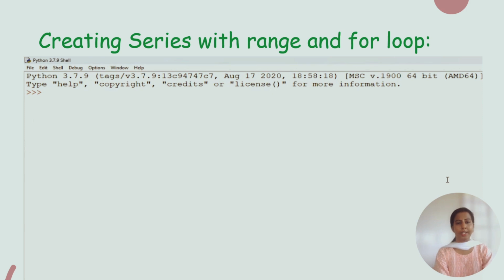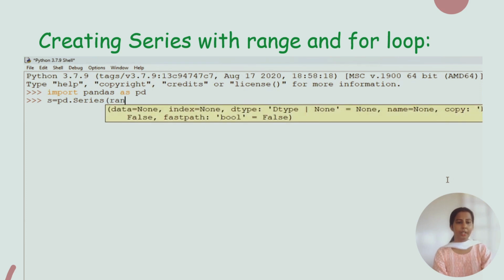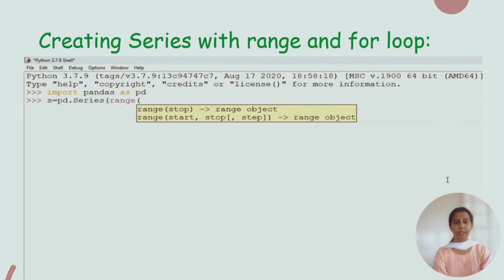So let's see how to create a series with range and for loop. So I will import pandas as pd. Next, I will take one variable to create a series. So I will call pd.Series. Within the Series function, I will take range. The range is 1 to 15 with the 3 skipping value.